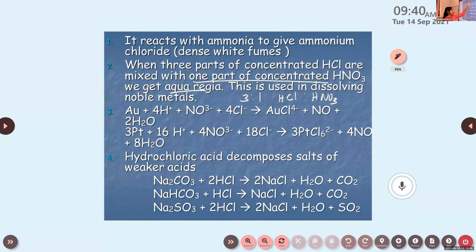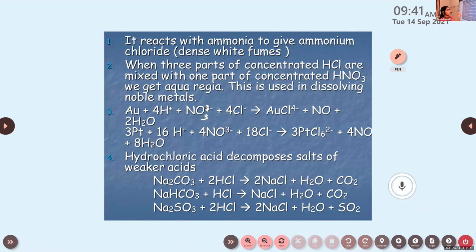And here you can see the reaction. Au, that's gold, will react with this mixture, represented in the form of ions. You know that HNO3 and HCl are there. So H plus ions, then NO3 minus, and here it is 3 NO3 minus and 4 Cl minus. They will react together to form gold chloride, AuCl4.